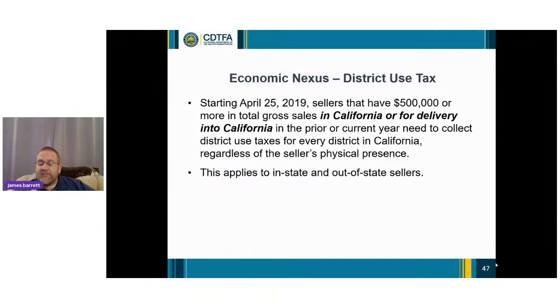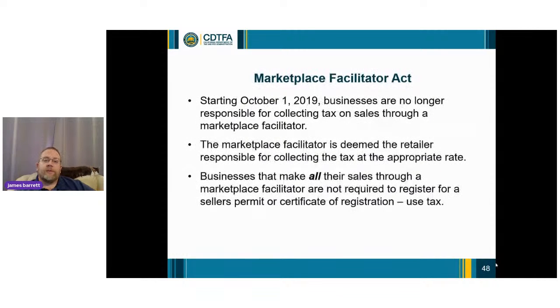This also applies inside California. That's how come if you're over the $500,000 in sales in California, you have to collect sales tax, even if you ship by third-party common carrier, okay? And we have a Marketplace Facilitator Act. So this is a little friendlier for you guys.